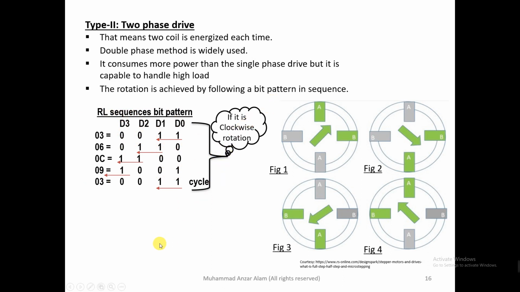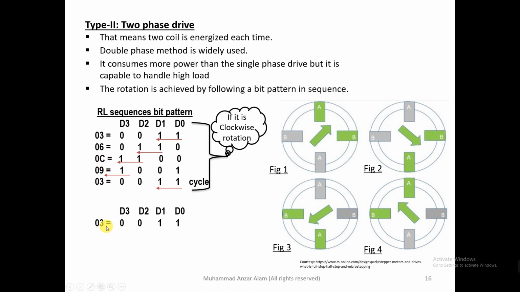Now let's see how we can achieve the anti-clockwise direction of motion. Of course, we need to change the order of this data. So for clockwise rotation, we need to load the values 03, 06, 0C, 09. Okay, let's assume, let's take this one.